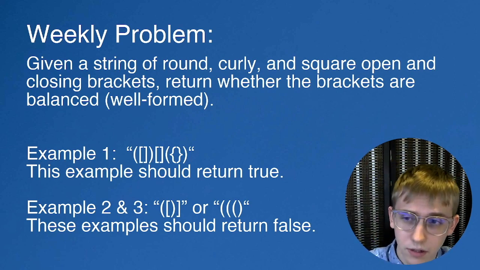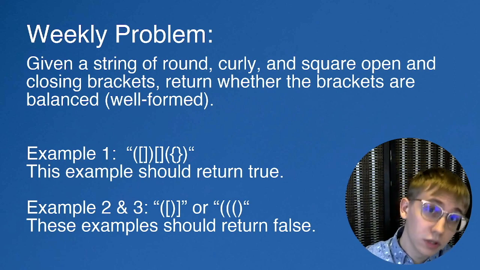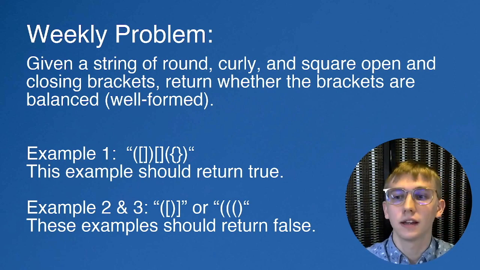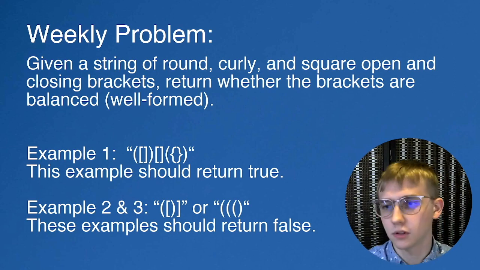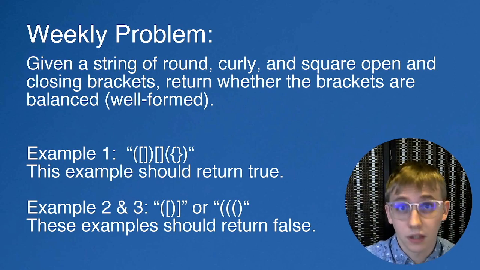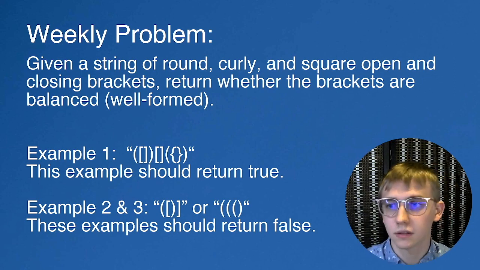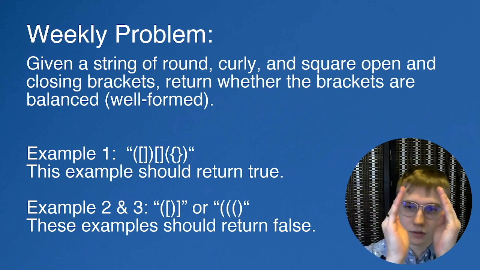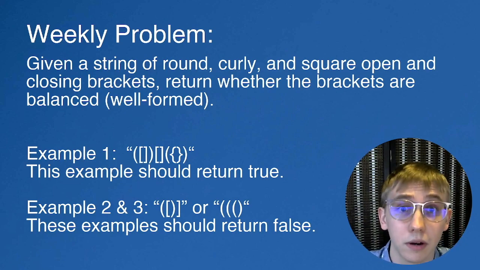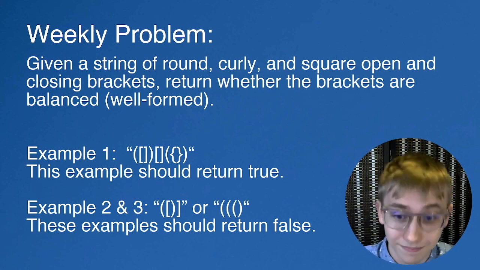So example 3 right here, you have 3 opening parentheses and 1 closing parenthesis. This one's no good because you don't have the same number of closing parentheses. You only have 1 matching closing parenthesis. This is no good because where are the other matching? You can't have one without the other to make a pair. Let's get into the code.